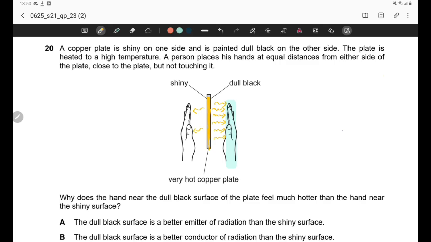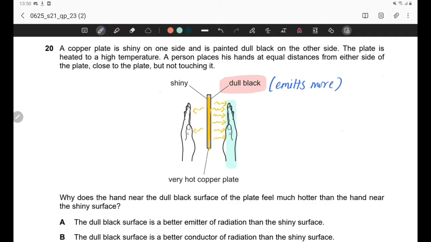At the side of the shiny surface there must be less transfer of heat energy from the metal plate to the hand. This is what we can conclude. And the reason for this is that dull black emits more thermal energy than a shiny surface. So that's why more thermal waves are traveling to the hand next to the dull black.